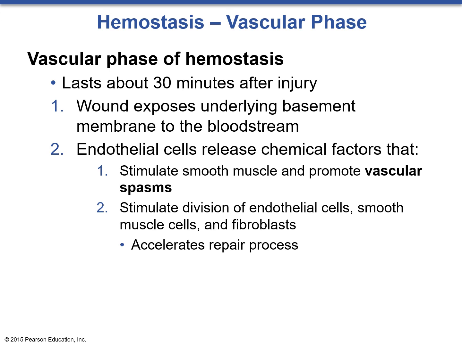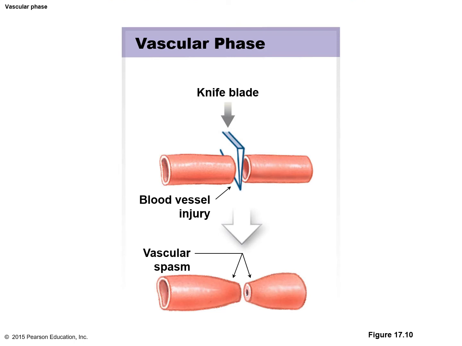So the damaged cells are going to actually release chemical factors to increase contraction of the blood vessel. It will also have the effect of increasing the turnover rate of cells. So it's going to produce more smooth muscle cells and more fibroblasts to accelerate the repair process. So vascular phase, blood vessels constrict. They release chemicals that make them constrict harder and for longer and increase the rate of cell repair. Here we can see the blades cutting that basement membrane, and vascular spasm happens as the blood vessel tries to close off.